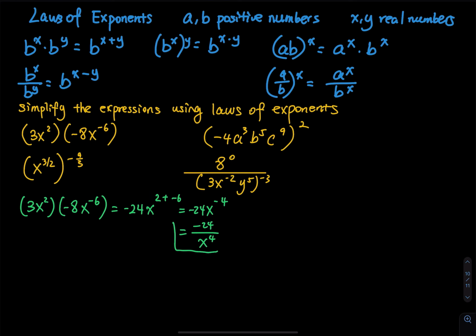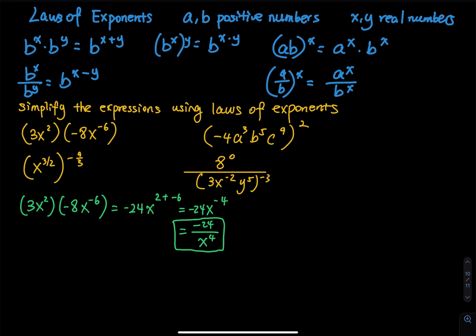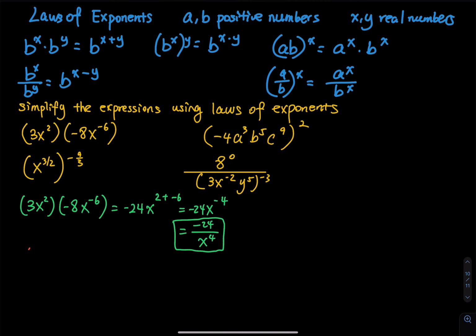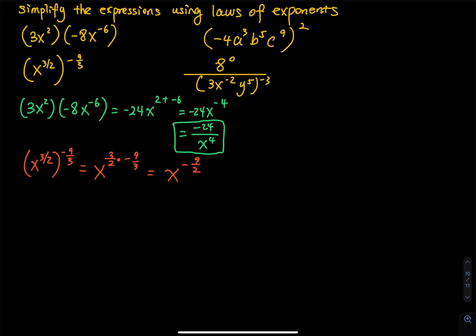So this is the first one, and then the next one is x to the 3 over 2. Let's change that to orange. So x raised to 3 over 2, and then you raise this to the negative 9 over 3, right? So in this case, you multiply the exponents. So x 3 over 2, and then you multiply negative 9 over 3. So the 3's get cancelled. Then you have x raised to the negative 9 over 2, right? And then you can bring this down to the denominator. Then you have 1 divided by x raised to the 9 over 2.